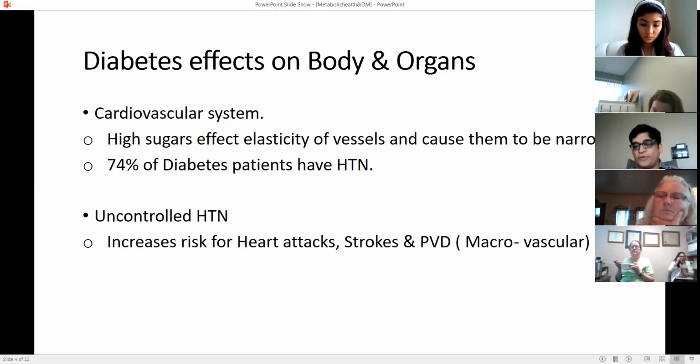So these are the macrovascular problems. The big vessels: the brain vessels, the heart vessels, and the peripheral circulation. Those will be affected. Next slide.